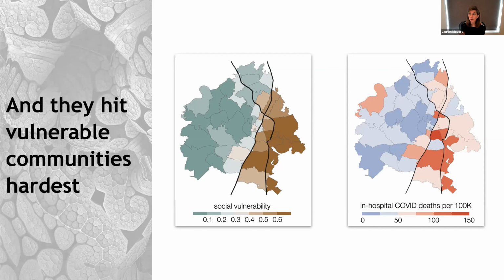And what you can see in the right map is that there's a really strong correlation between socioeconomic vulnerability and COVID burden. And you can see with some of our most vulnerable zip codes on the right, experiencing triple the in-hospital deaths as our less vulnerable zip codes on the left.